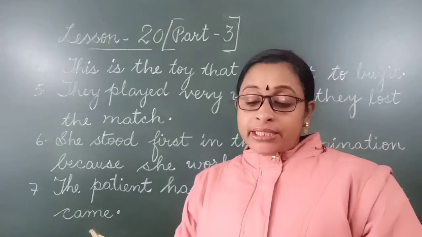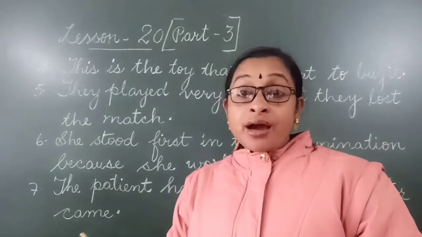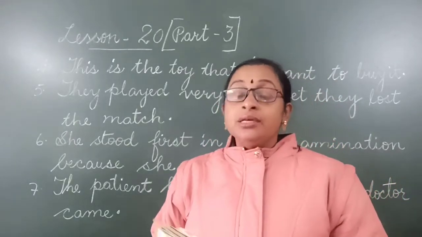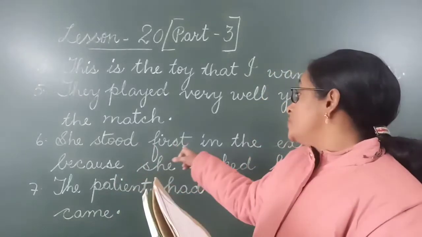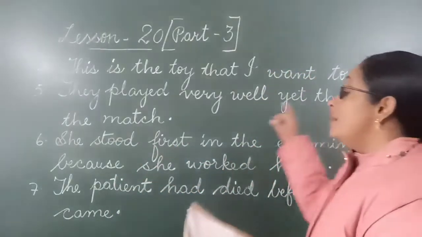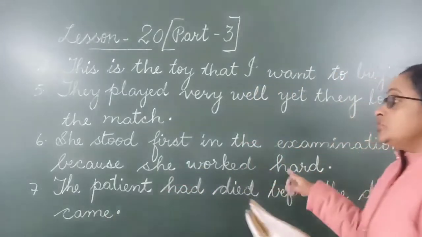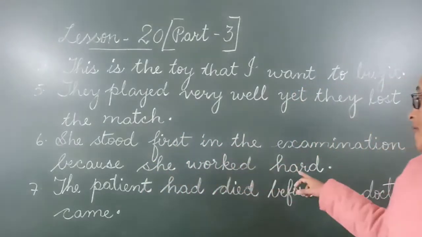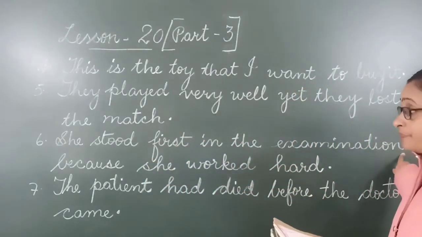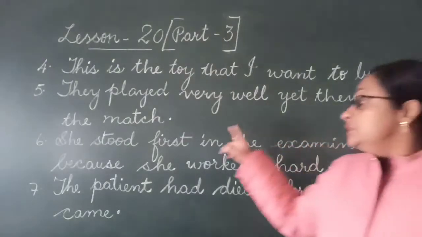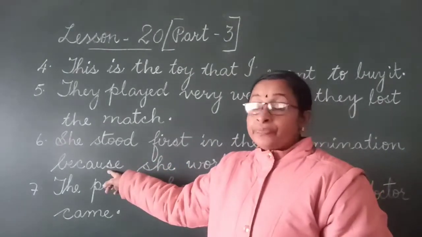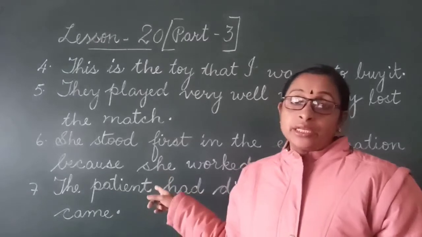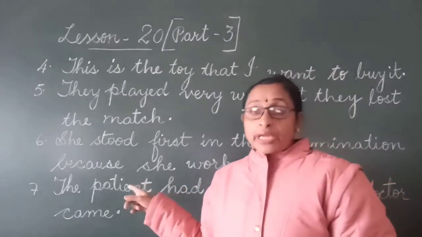Now read number 6. She stood first in the examination. She worked hard. How did she stand first in the examination? Because she worked hard. So how will you write? She stood first in the examination because she worked hard. From here you will remove the full stop. Then you will write because. Then you will write the next sentence, starting with a small letter. Okay.